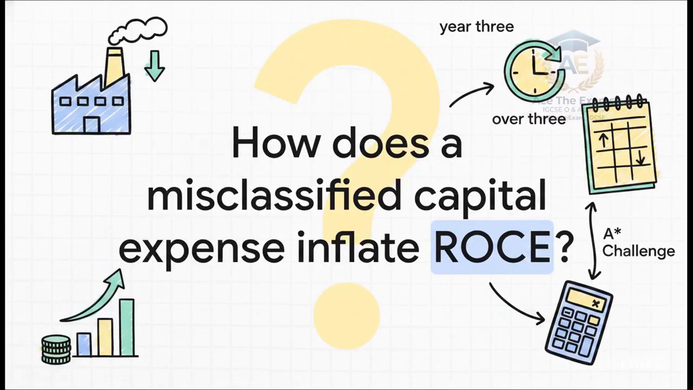And that brings our explainer to a close. But before you go, I want to leave you with one final provocative thought, a true A-star challenge. I want you to pause and really think about this. How does a misclassified capital expenditure artificially inflate ROCE, return on capital employed, all the way out in year 3? Think about the chain reaction there. Think about the mechanics of depreciation over time. Think about the accumulated effect on the balance sheet and the profit for the year. If you can untangle that multi-step problem, you will have permanently cemented your mastery of this entire topic.